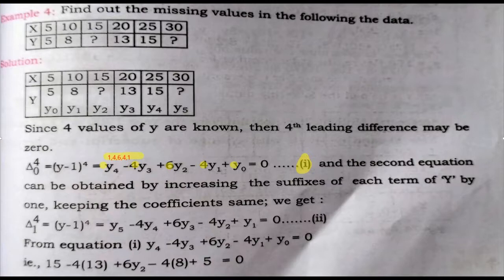And the second equation can be obtained by increasing the suffixes of each term of y by 1, keeping the coefficients same. Then we will get y minus 1 to the power of 4 is equal to, instead of writing y4 we will write the y5.